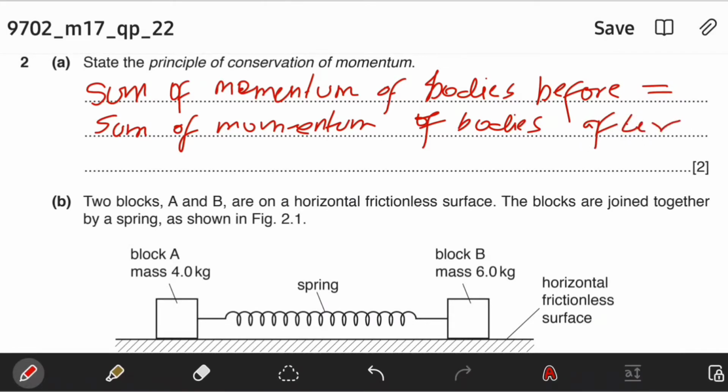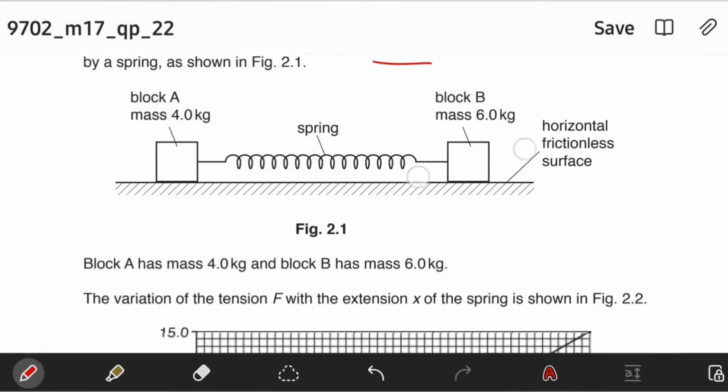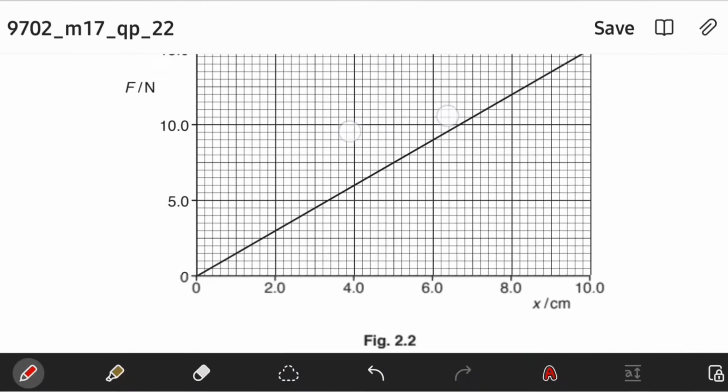Make sure you memorize it. It is a very simple definition. Two blocks A and B are on a horizontal frictionless surface. The blocks are joined together by a spring as shown in figure 2.1. Block A has mass 4 grams and block B has mass 6 grams. The variation of the tension F with the extension X of the spring is shown in figure 2.2.